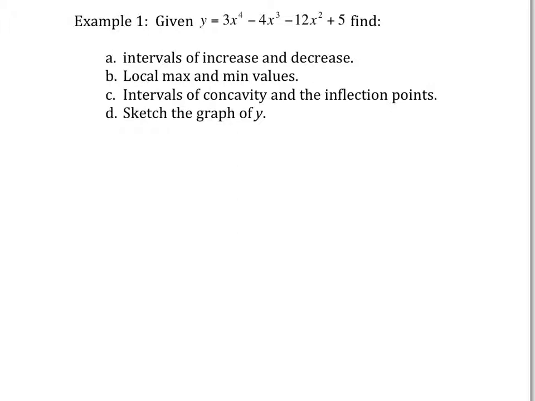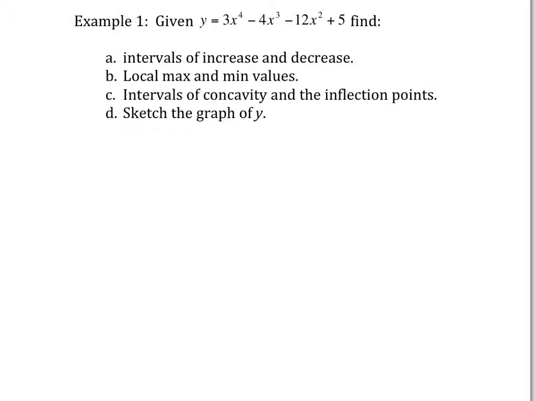So we have the graph of y equals 3x to the fourth minus 4x cubed minus 12x squared plus 5. You are asked to find the intervals of increase and decrease. So basically, we're going to go through this step by step and find all the crucial pieces of information, put them on the graph, and connect it all to make it look right.